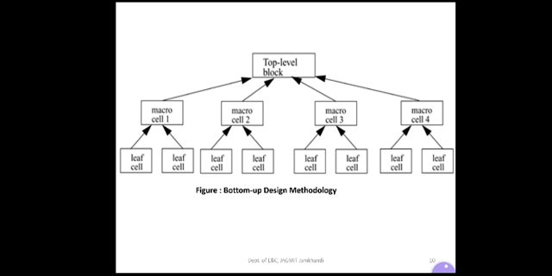Then the flow from bottom to top and top to bottom meets at an intermediate point, where the switch level circuit designers have created a library of leaf cells using switches, and the logic level designers have designed from the top down until all modules are defined in terms of leaf cells.